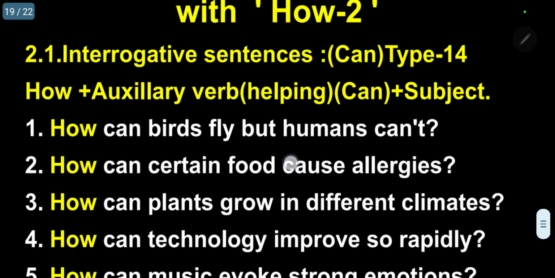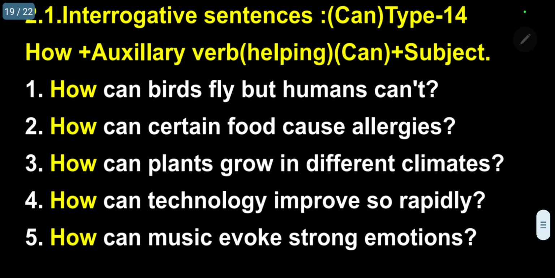So now I can use the fifth type, can. How can birds fly but humans cannot? Fly, main verb; can, auxiliary.